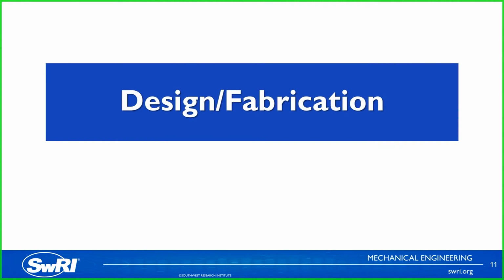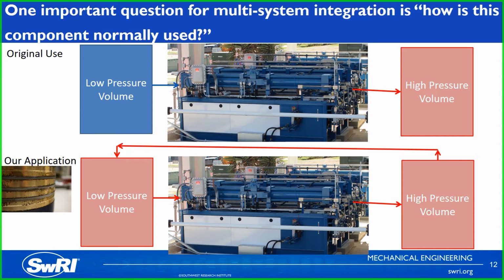So then moving on to design and fabrication. One of my favorite things in engineering is when people come up to me and say, you know, that's not how that's supposed to be or was meant to be used. And as you're going through the prototype process, I think that can happen a lot. You're trying to take something that was originally used for something else and put it in a different application, and that can present some challenges. So again, thinking through that and asking the question, how is this component normally used, can hopefully help you to prevent issues from occurring in the future.